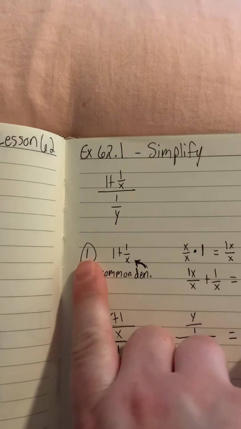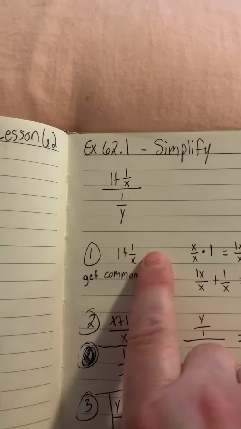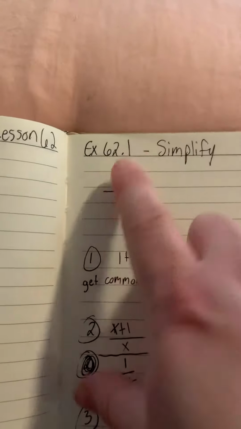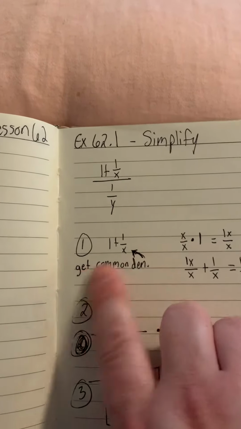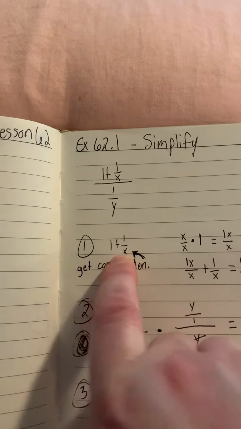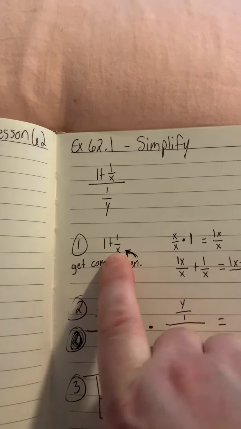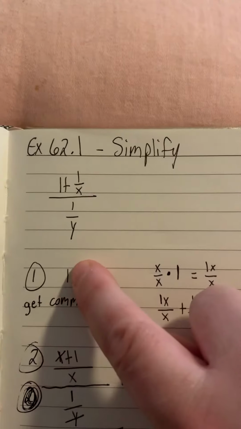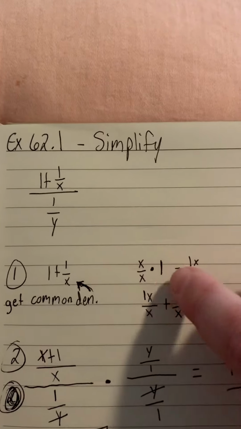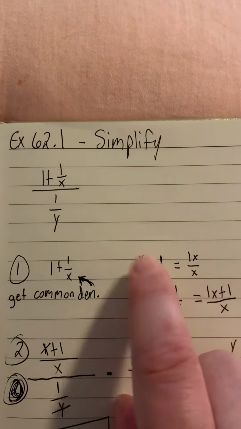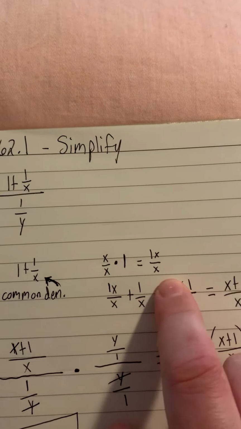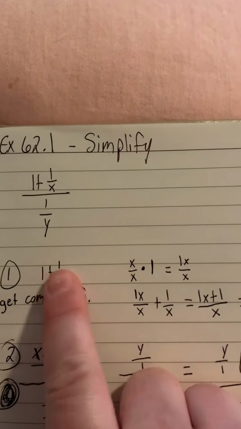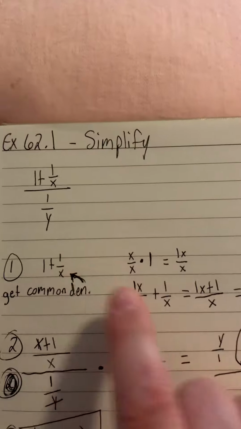Your first step is to get a common denominator for this top part here. You want to combine these two things together. So to do that, you have to get a common denominator of x, because that's the only denominator you have to work with here. So you want this 1 to have an x as the denominator, so you have to multiply it times x over x, and then you get 1x over x, and then you can now combine it, you can add it to the 1 over x.